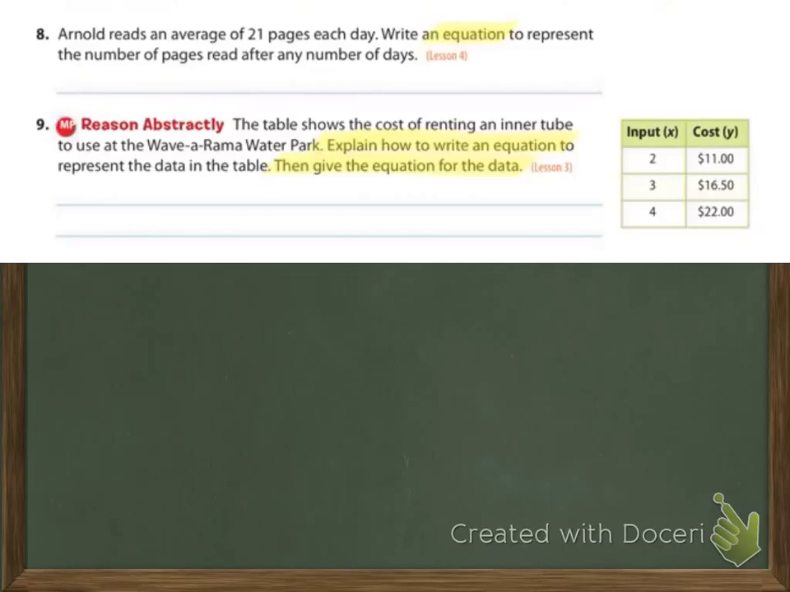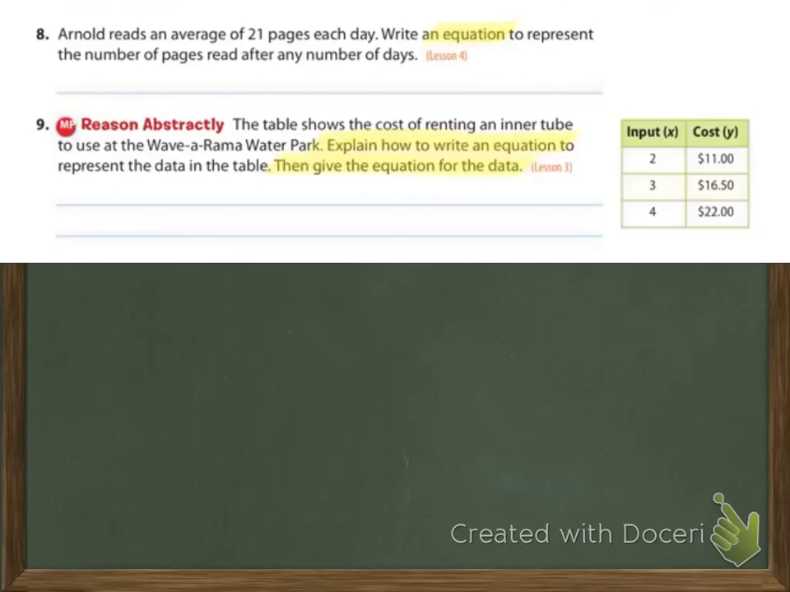Then give the equation, and typically for the equation we're talking about y equals and something is happening to the x, some type of mathematical operation. Okay, so look at your table and see if you can figure out, well, 2 times 5 is 10, but it's not, I need 11. 3 times 5, that won't work there either. Okay, so it's not going to be times 5. All right, so try 6. 2 times 6 is 12. 3 times 6 is 18. So it's not going to be exactly $5 that I multiply by. It's not going to be exactly $6. It might work to multiply somewhere in between.